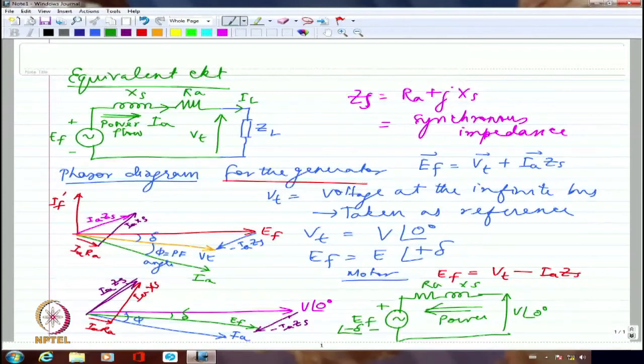This is a very, very important characteristic in AC systems. In DC systems, the current will always flow from a higher magnitude to a lower magnitude. Whereas in AC systems, the power will always try to flow from the leading angle to the lagging angle. That is the way the power flow occurs.